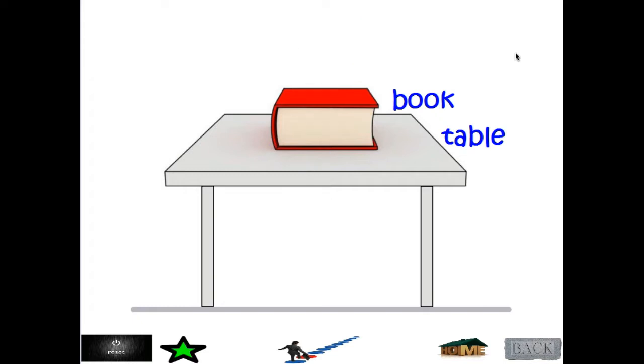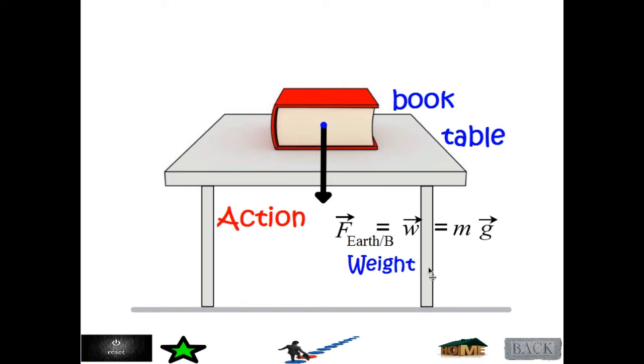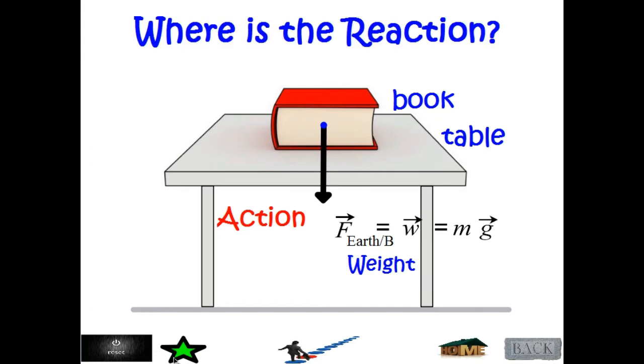Let us consider another force on the book. The force Earth on the book. This is the action, and we all know that this force we call weight. Weight equals mass times gravity. This is the action. Where is the reaction?